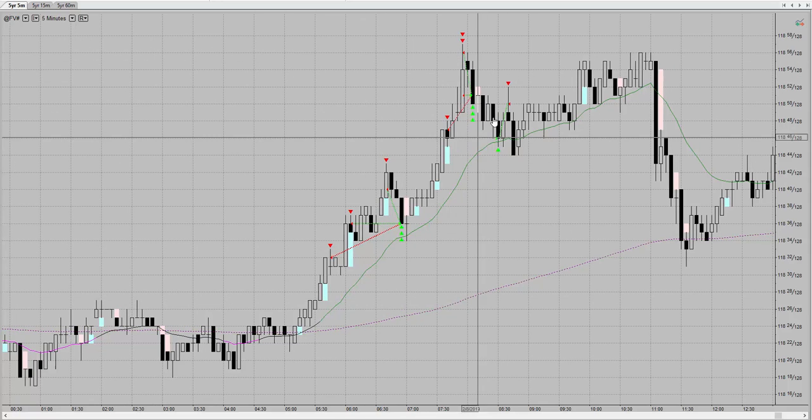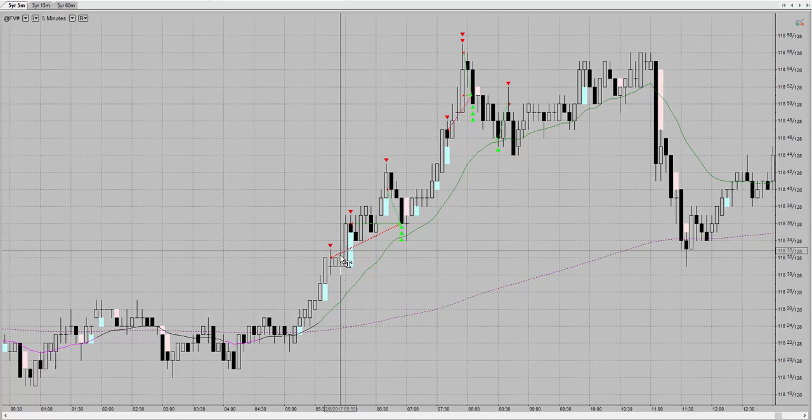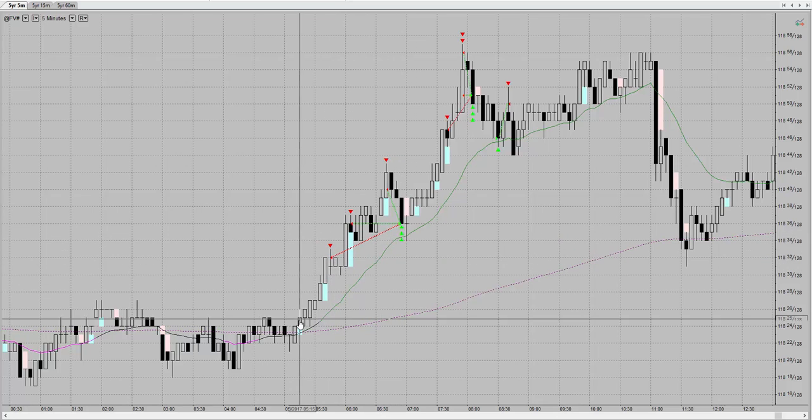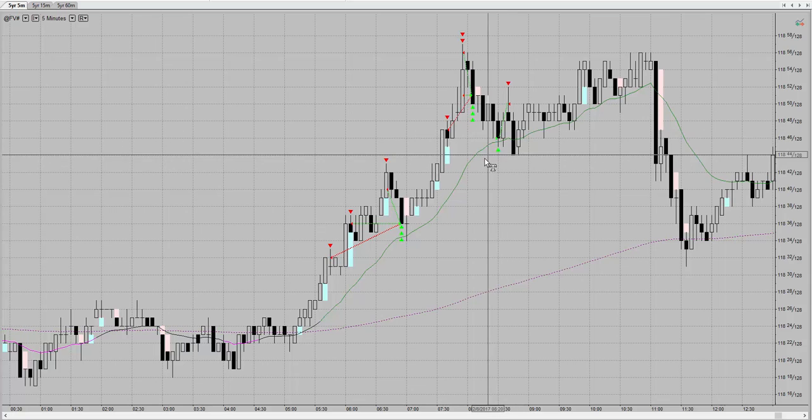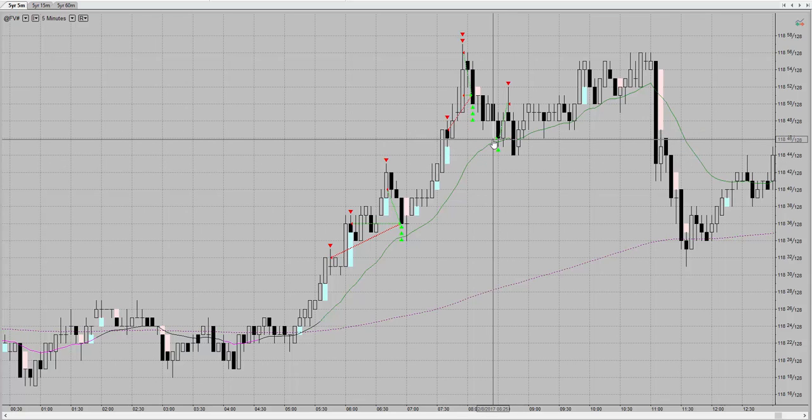Finally got my act together after this, realizing that we just barely touched the EMA here. This is a strong move, and when we came down to touch the EMA again, I got in for a scalp and was finally on the right side of the market there.